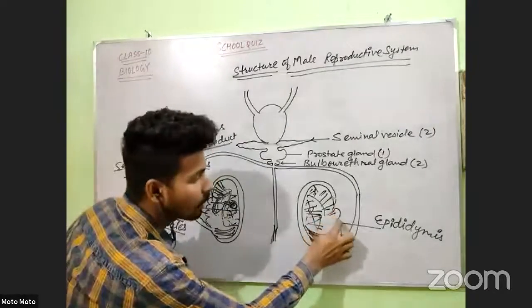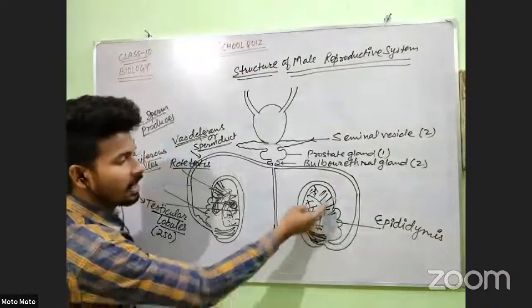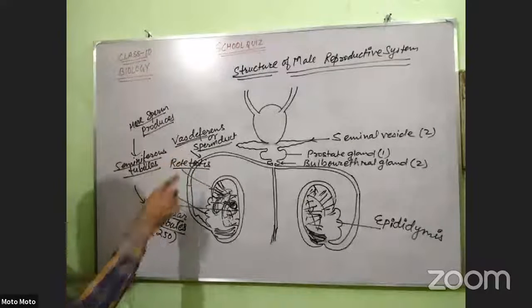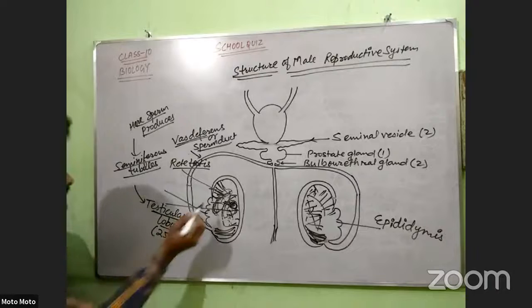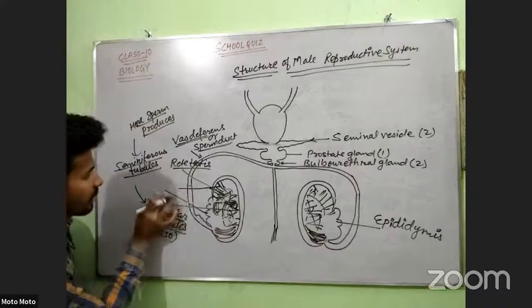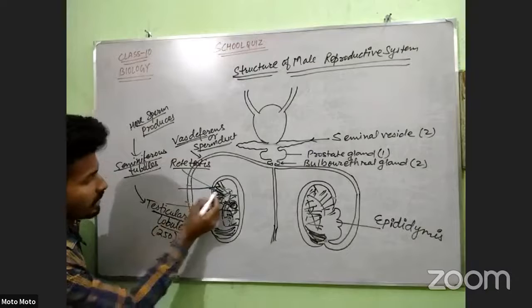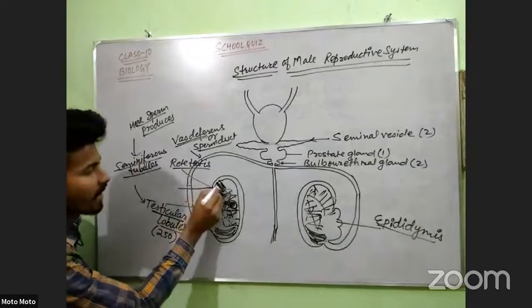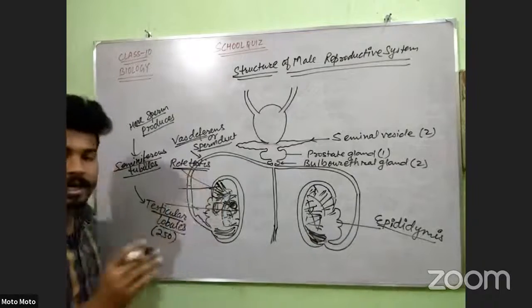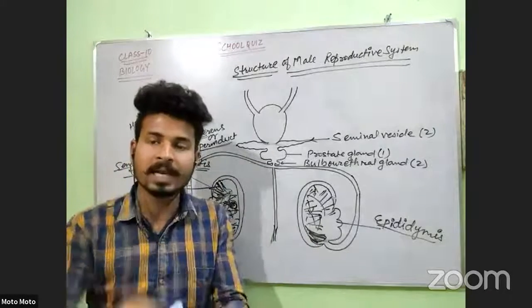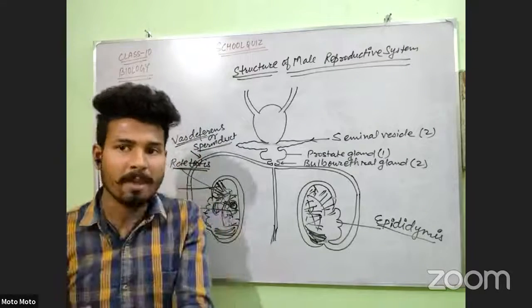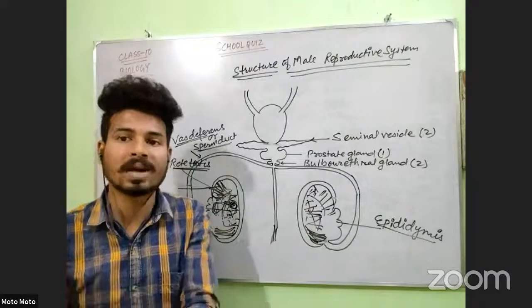The epididymis is the outermost part. Inside the testis we have the rete testis and seminiferous tubules, and we have written the vasa efferentia. This part I haven't written there, so I will write this part which is connecting with the epididymis. This part is a fine duct coming out from the rete testis. Rete testis is a network of connection, and from the rete testis some ducts come out which join into the epididymis, and that duct is called the vasa efferentia.